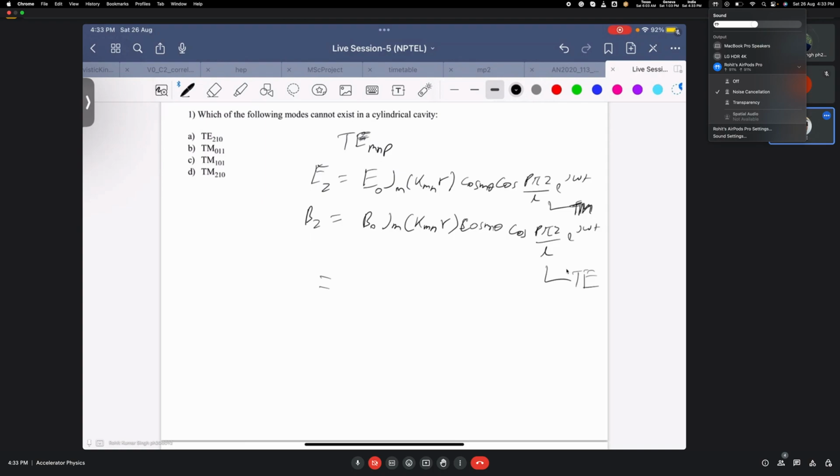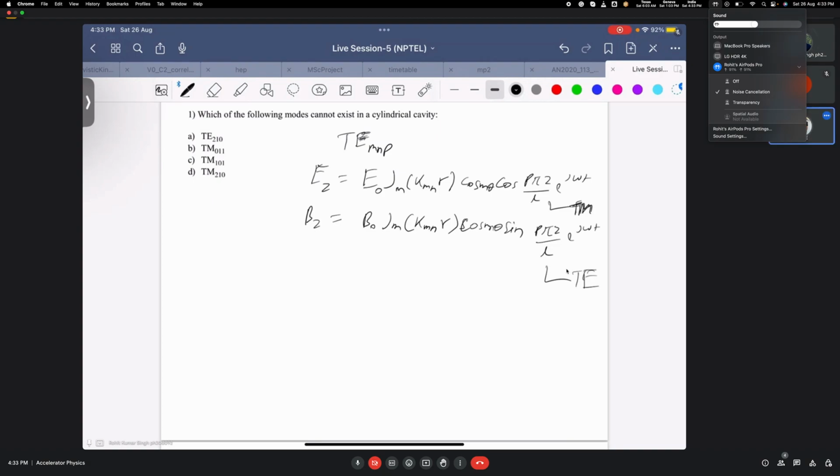Yeah, but okay. So in the transverse electric mode, the first option that you said exists, it will not exist actually. Do you know why? Because if you put p equal to 0, oh sorry, this is sine, that's what I'm saying. Sorry, it's not your fault.